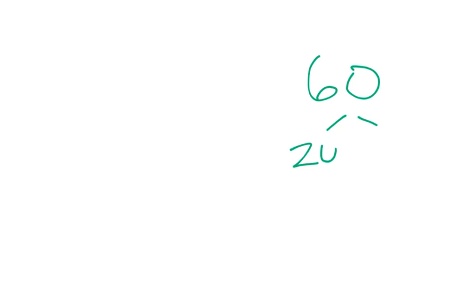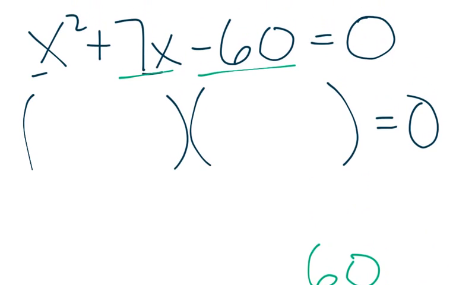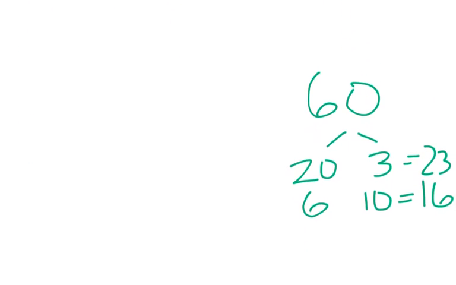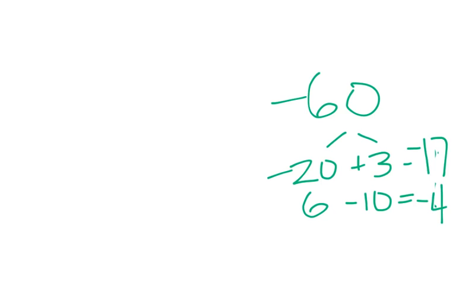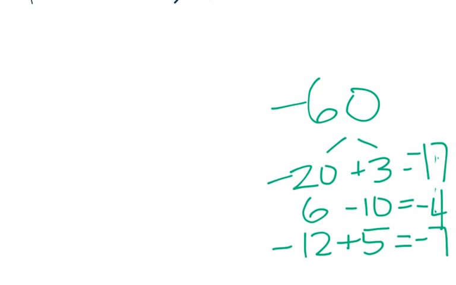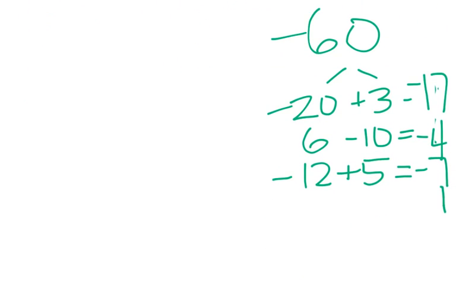We have 20 times 3, but that adds to equal 23. We have 6 times 10, but that adds to equal 16. Actually, this is negative 60, so we want one positive and one negative. So we're actually subtracting instead of adding. So negative 60. So we have negative 20 plus 3, that's negative 17. 6 plus negative 10, that's negative 4. We have negative 12 plus 5, that's negative 7, but we're looking for positive 7. So what we're going to do is we're going to switch the signs. We're going to say positive 12 plus negative 5, and that's going to give us a positive 7.